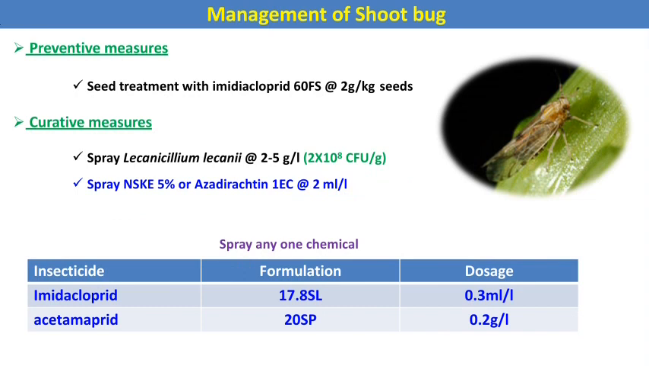Then for the management of the shoot bug, these are some of the systemic insecticides we can use, like imidacloprid as a seed treatment, and Lecanicillium lecanii, which is an entomopathogenic fungus. It is mostly used against all the sucking pests. Then azadirachtin and NSKE 5% are the botanical insecticides especially recommended against sucking pests, especially the shoot bug in sorghum. Then imidacloprid and acetamiprid are used as a foliar application or for spraying. These are the recommended insecticides.